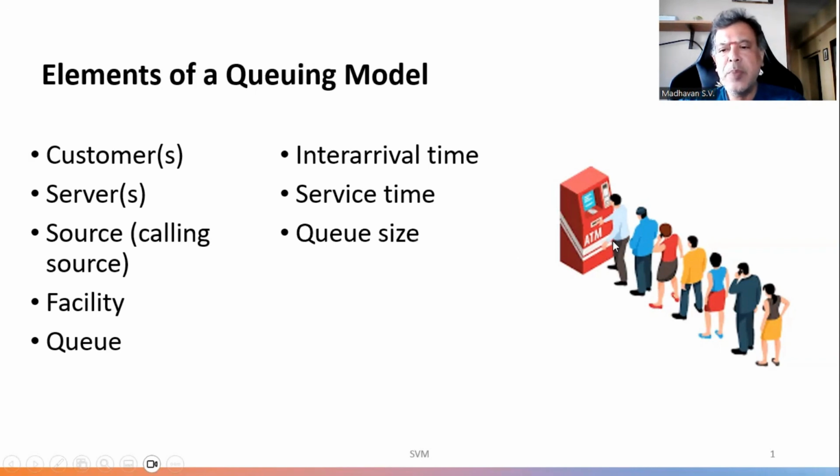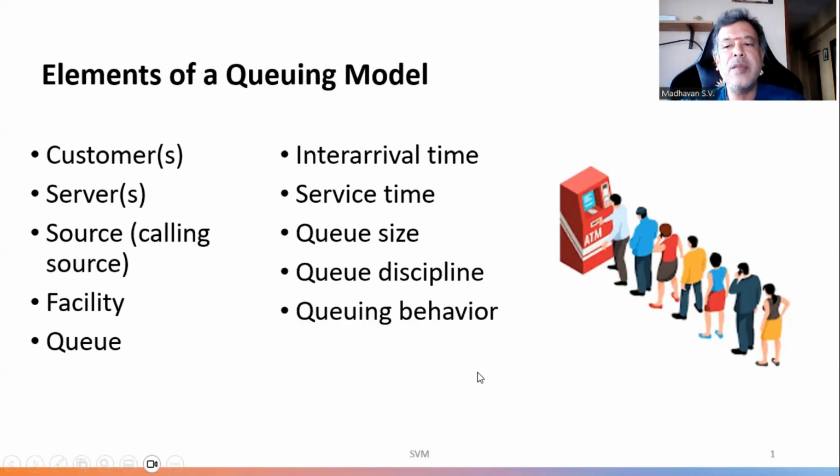Queue size. How many people are standing in this? In this case, the queue size is 7 because 7 people are standing there. Queue discipline. Whether it is first in, first out, or last in, first out, or is there any other queue discipline? That is what is addressed by queue discipline. Queuing behavior. Sometimes people may behave in some fashion while being in the queue or on seeing the queue. So that is also considered to be another element. We'll be studying about 3 different behaviors of queue subsequently.